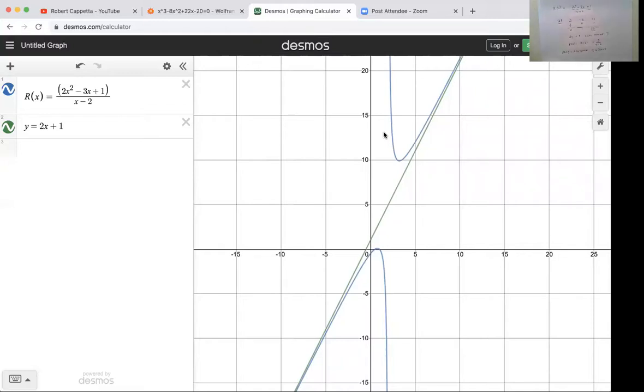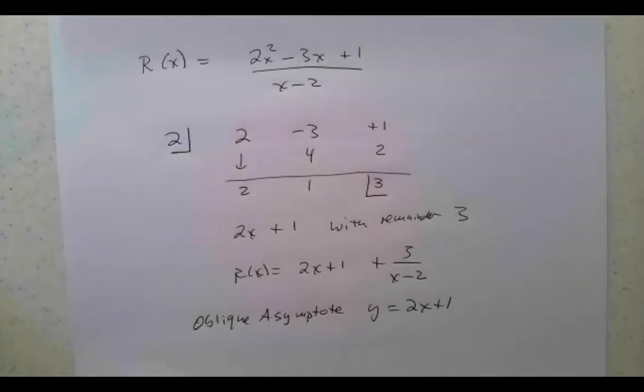But that really shouldn't surprise us, right? Because what did we say? We said the function can be written as 2x plus 1 plus 3 over x minus 2. And if x is a very large number, 3 over a large number minus 2 is basically 0. So that's what the function will be when we deviate far from 2. Close to 2, it's going to be crazy, but away from 2, the graph is going to look an awful lot like y equals 2x plus 1.